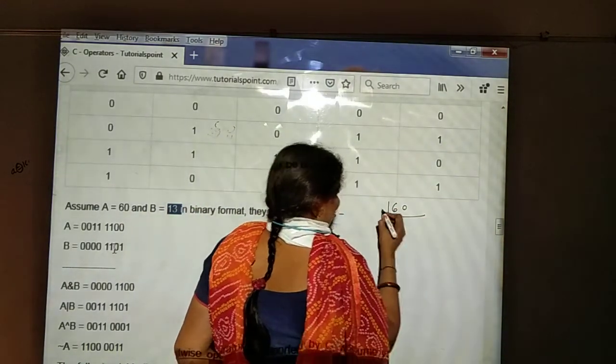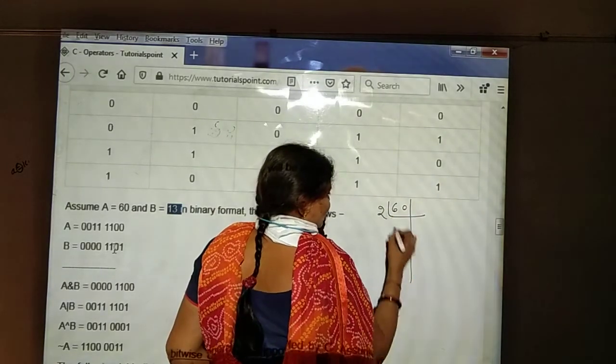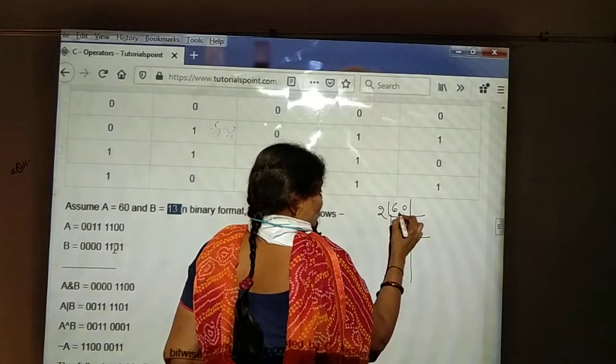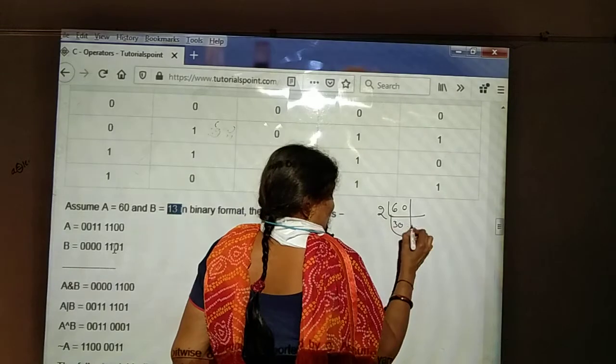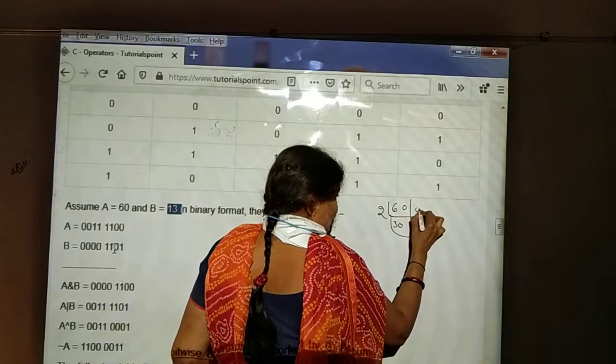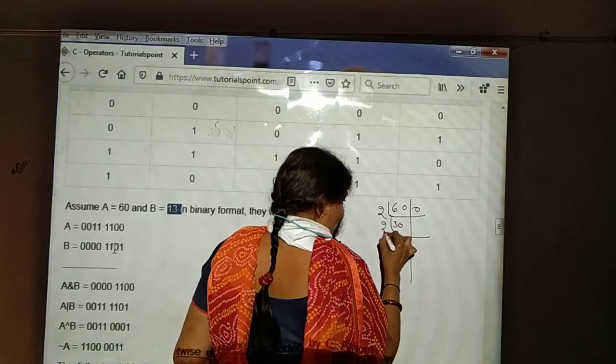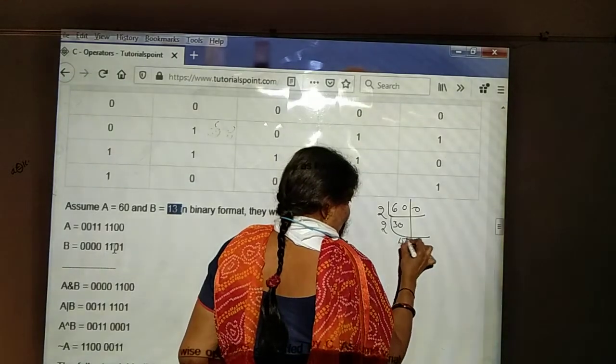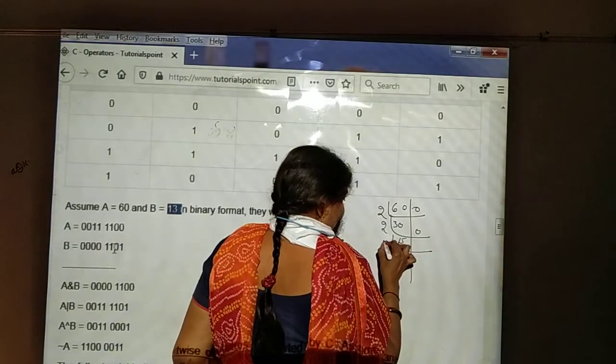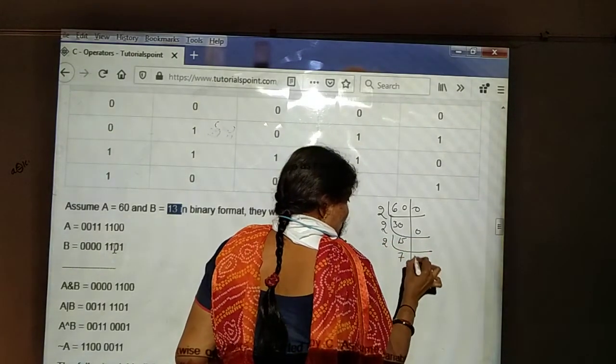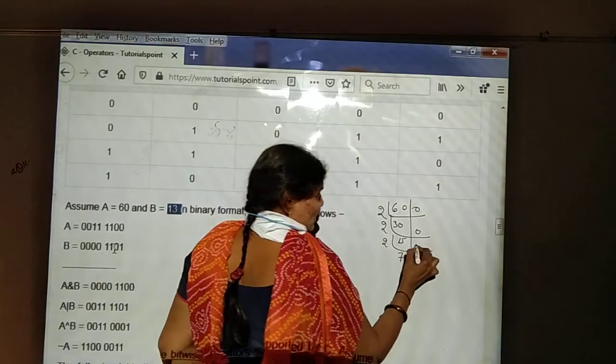We divide by 2. 2 30s are 60. Then what is the remainder here? 0. Next, 2 15s are 30. 0 remainder. 2 7s are 14.